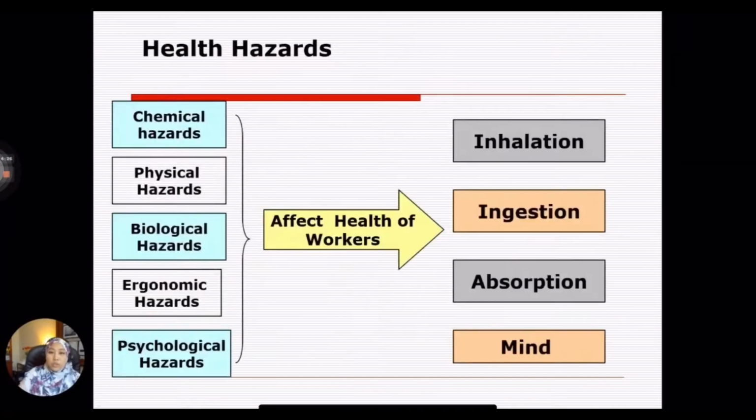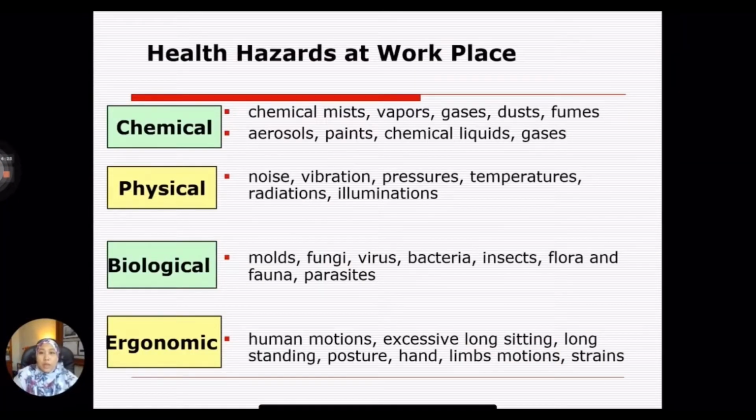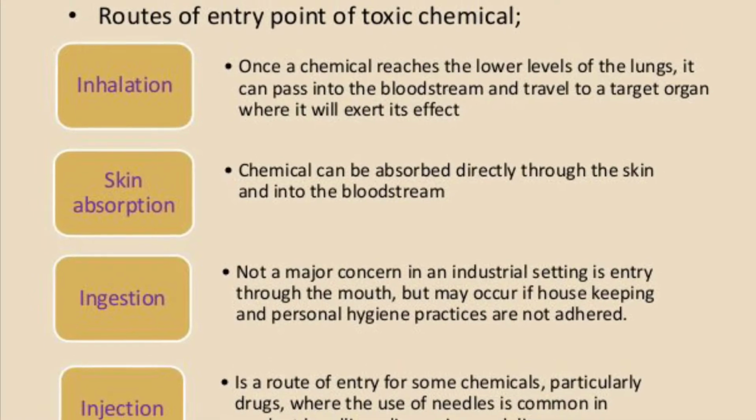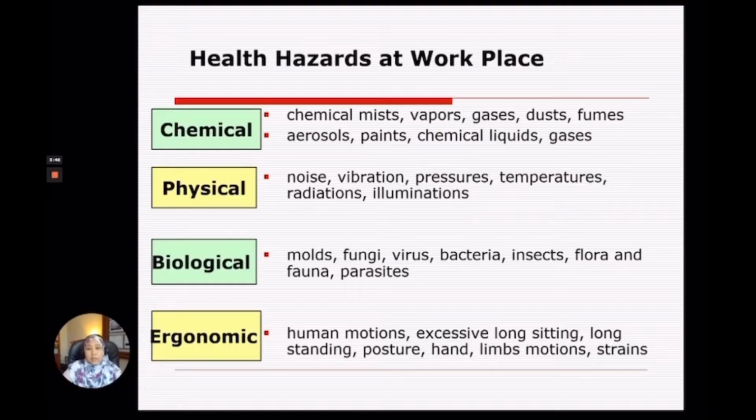Now we continue with the types of health hazard at the workplace. Apart from the stress or psychological factors, these are the factors that we might usually encounter in a workplace. The first one is chemical. I think I have explained the definition: agents that bring the hazard into the worker's body. The next ones are physical, biological, and ergonomic.